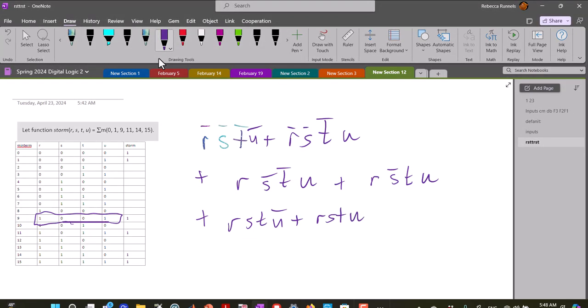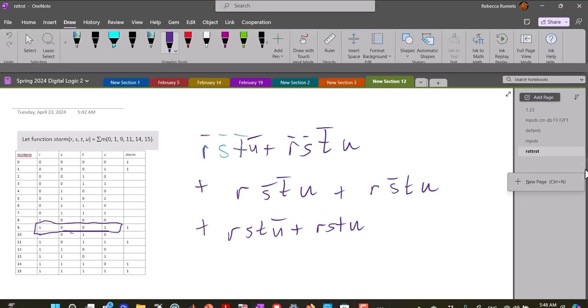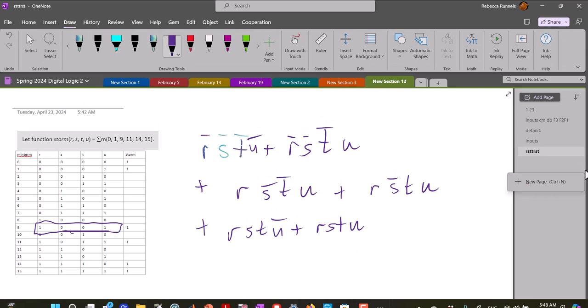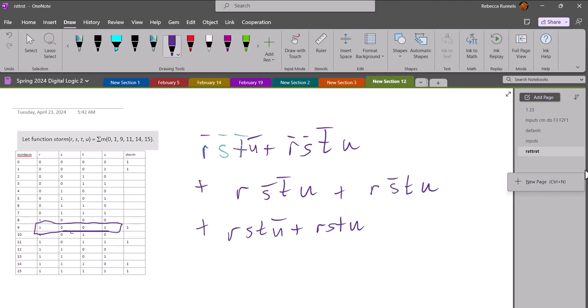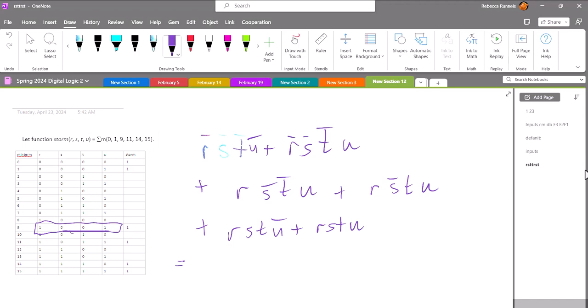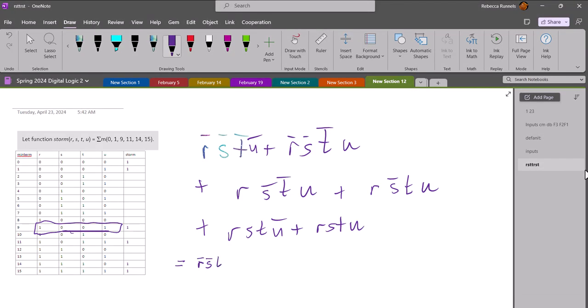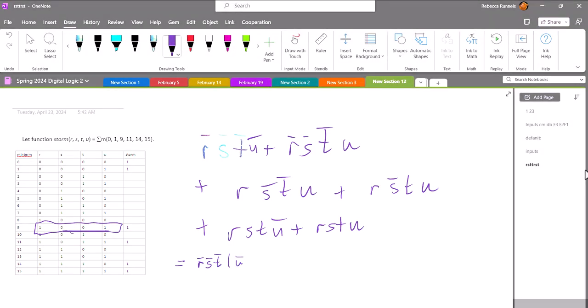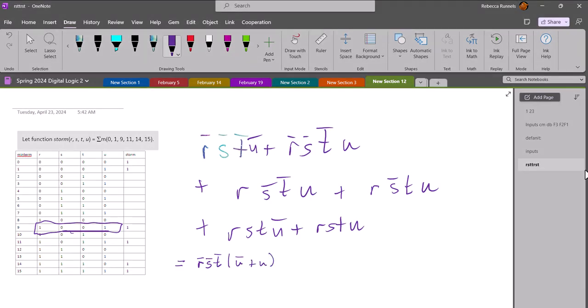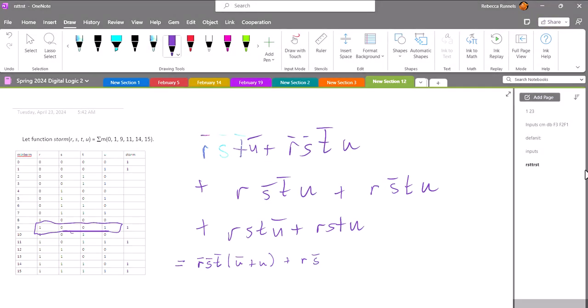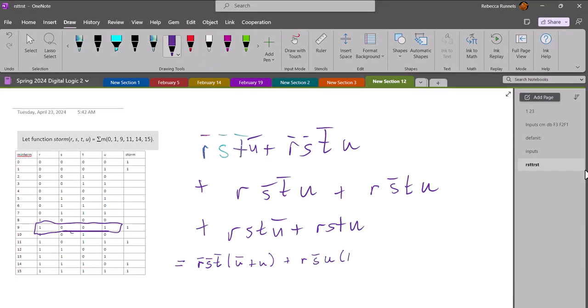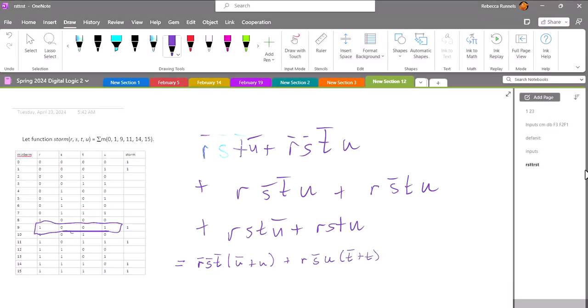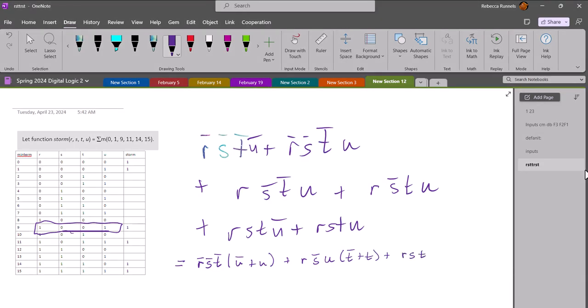So I could also at this point make a Karnaugh map to simplify it, but looking at these min-terms, I can see how to simplify them algebraically pretty quickly. So the first 2 terms I can factor out an R bar, S bar, T bar, and am left with U bar plus U. The next 2 min-terms I can factor out an R, S bar, U, and I'm left with the T bar plus T. And the last two I can factor out an RST, and I'm left with the U bar plus U.